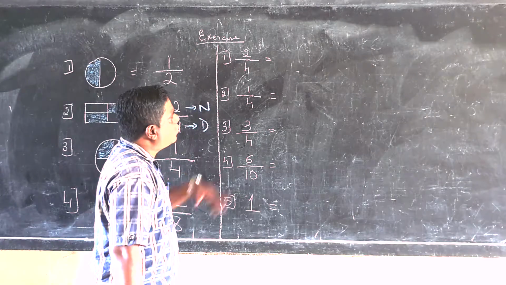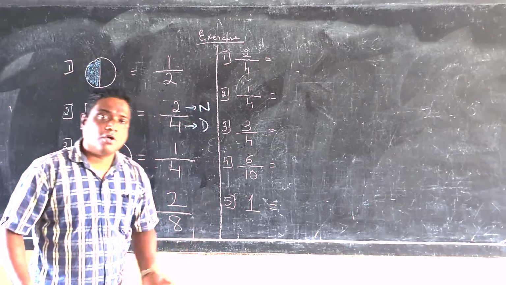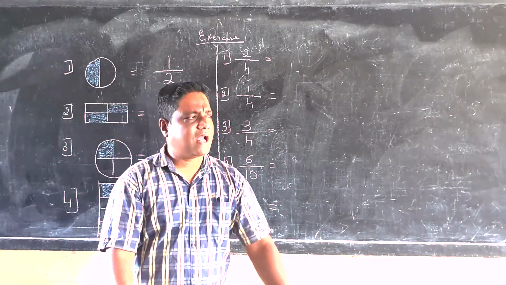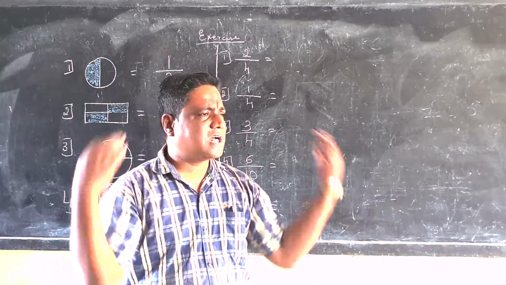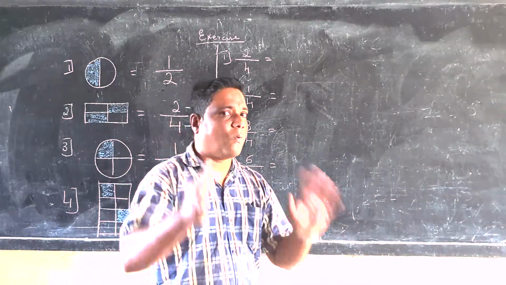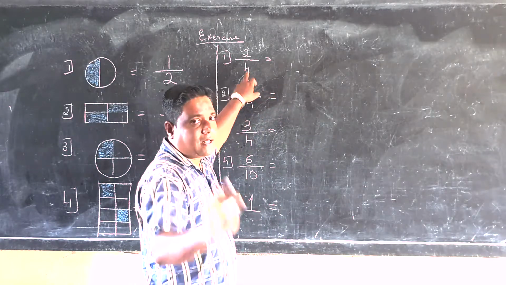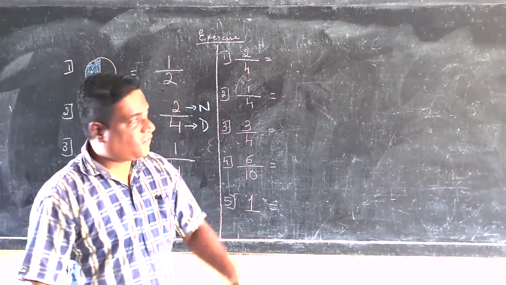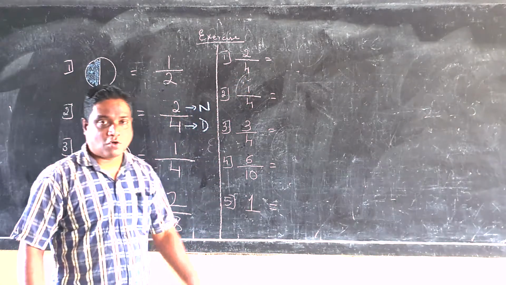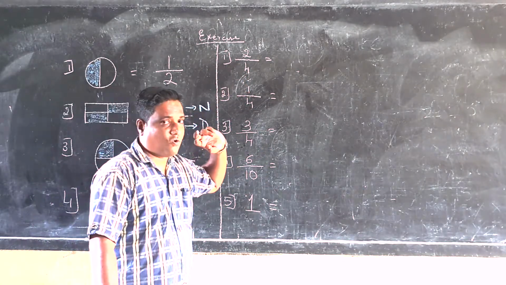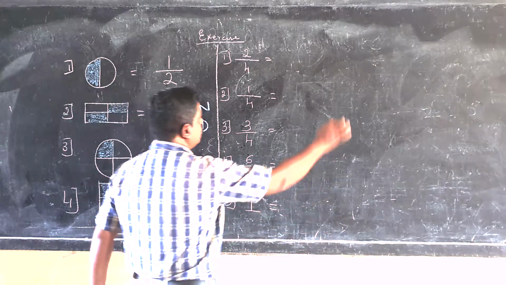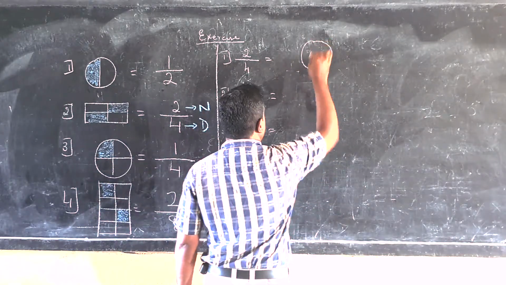Now in this exercise 2, I have given the fraction. You have to draw. You can draw anything. You can draw a square, you can draw a circle, you can draw anything, provided it is divided into the correct number of parts. The first fraction is 2 upon 4. Correct? So draw.